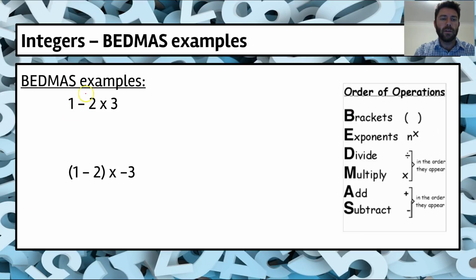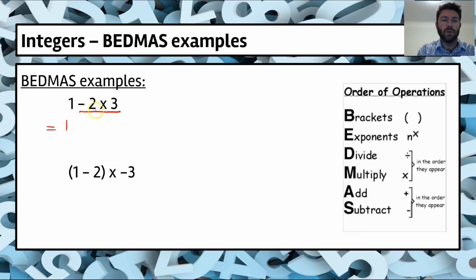Okay, first of all, with our first one here, 1 minus 2 times 3. Are there any brackets? No. Okay, so we move on to the next one. Any exponents? No. So then we've got division or multiplication. Is there any division or multiplication? Yes, there is. 2 times 3. It's actually minus 2 times 3, because this minus subtraction sign actually belongs to this 2. So our next line becomes 1, and then we've got minus 2 times 3.